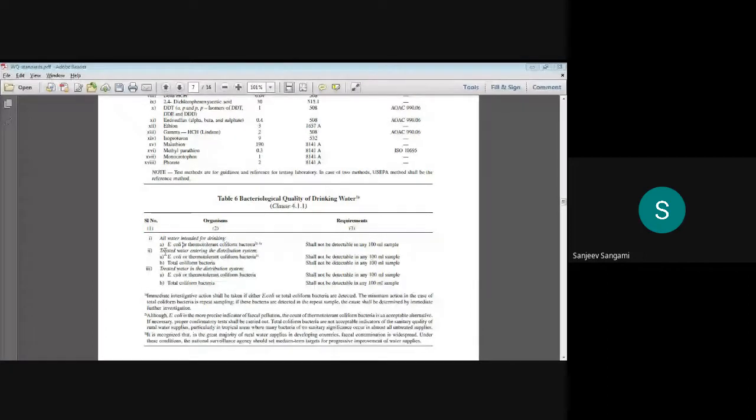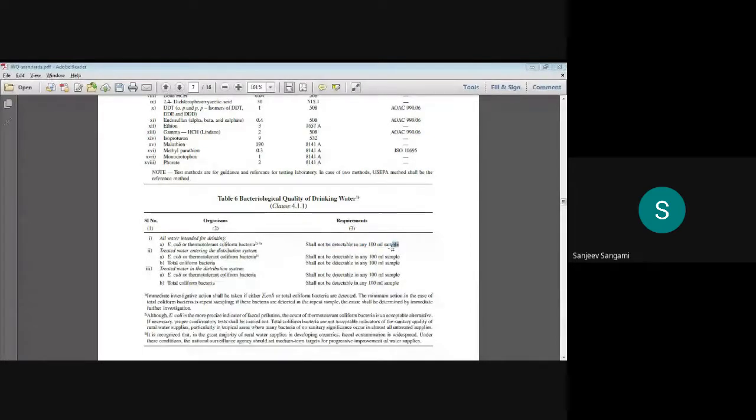Suppose in water quality standards, MPN should be 0. So if you are saying it is MPN or E. coli, it should not be present, that's it. Okay, it should not be detected. You can see that it shall not be detectable in any 100 ml of sample.